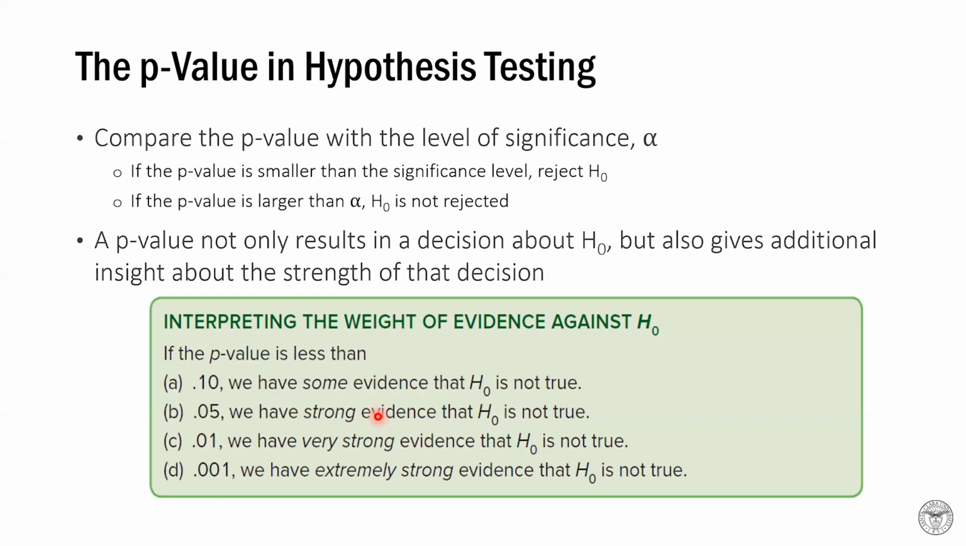Usually, a very small p-value, such as 0.01, indicates that there's little likelihood that the null hypothesis is true. If the p-value is less than 0.05, we have strong evidence that the null hypothesis is not true, and so on. On the other hand, a p-value of 0.2033 means that the null hypothesis is not rejected, and there's little likelihood that it is false.